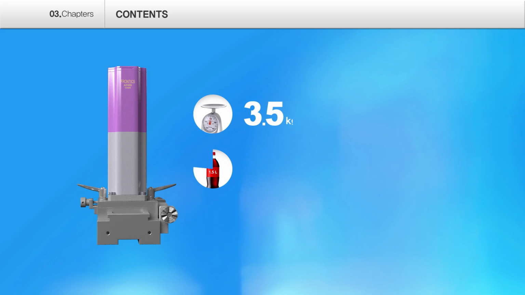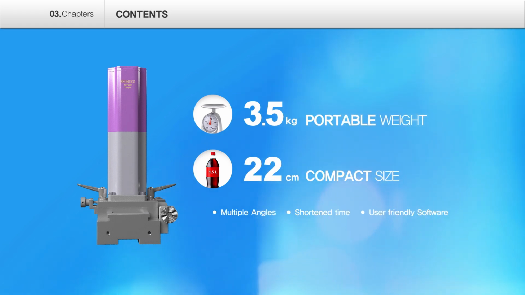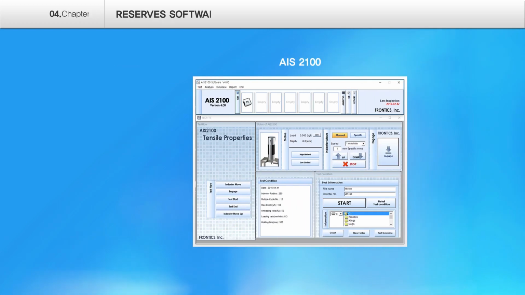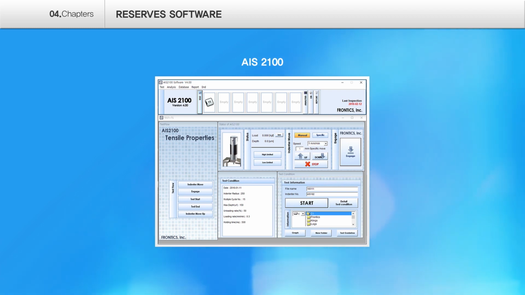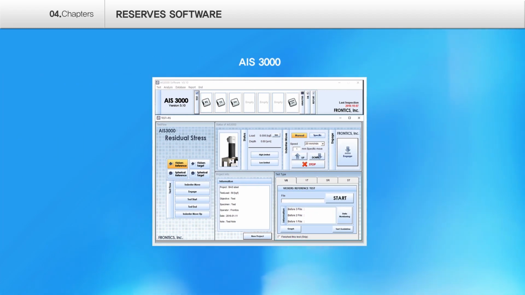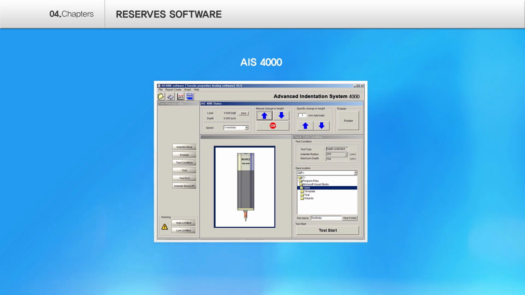Next, I would like to show you the actual field application of the AIS 3000 Compact based on this algorithm. The AIS 3000 Compact equipment weighs 3.5 kilograms with a length of 22 centimeters. It is similar to the size of a 1.5-liter cola bottle, and it has different attachments to conduct testing on-site easily with application to tested objects. In addition to the residual stress in the basic software of the AIS 3000 Compact, programs that calculate yield strength, tensile strength, hardness, and fracture toughness are available, and it is utilized in many different fields.